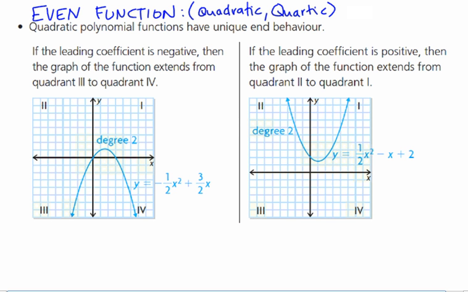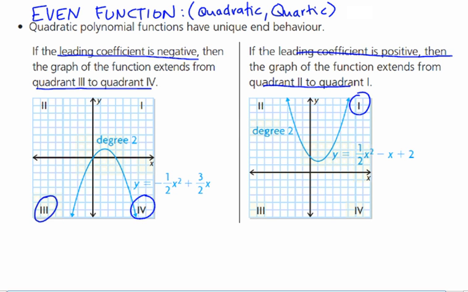Cool? Okay. No matter what the function is, if we end up in 4, the leading coefficient is negative, going from 3 to 4. If we end up in 1, it's positive. Easy. Okay, let's go through an actual example now.